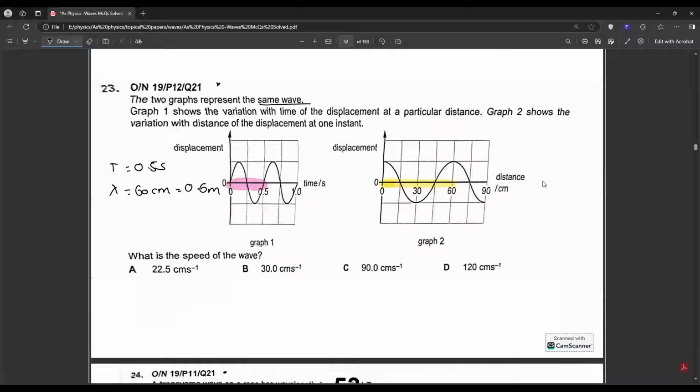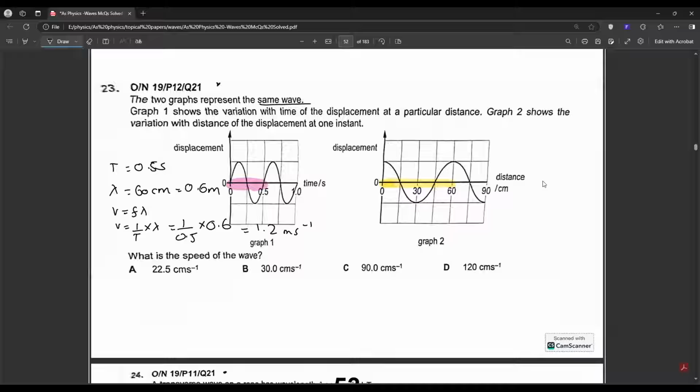Perfect. Now you have the time period as well. You have the wavelength as well. Can you calculate velocity? Yes, velocity v is equal to f lambda. v is equal to 1 over time into lambda. What is your 1 over time? 1 over 0.5 into lambda, that is 0.6. So 2 into 0.6. This will give you a value of what? 1.2 m s^-1. This is 1.2 m s^-1.